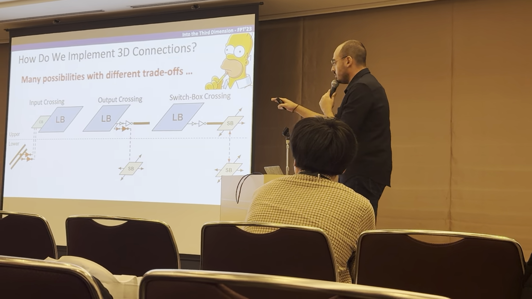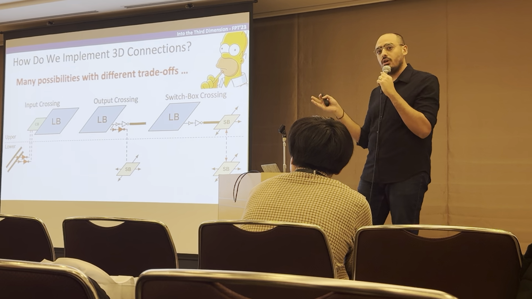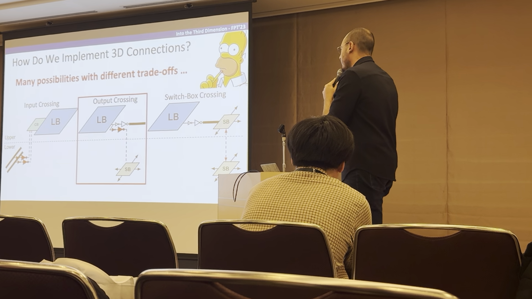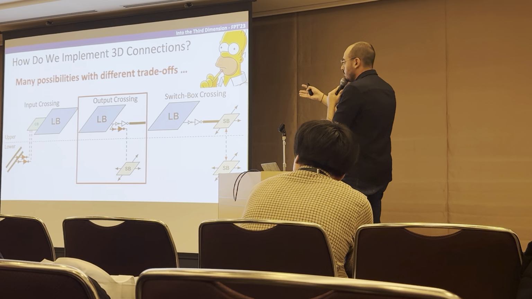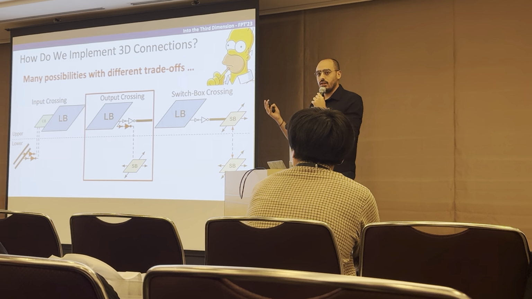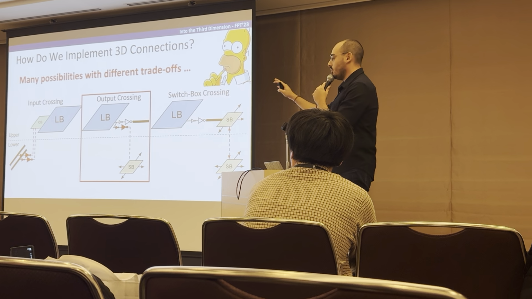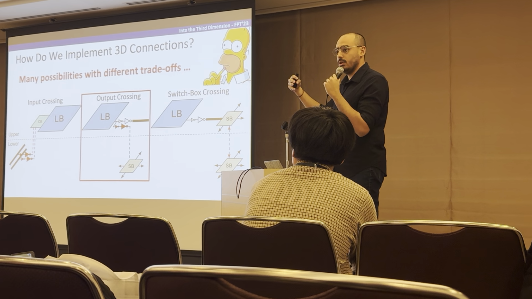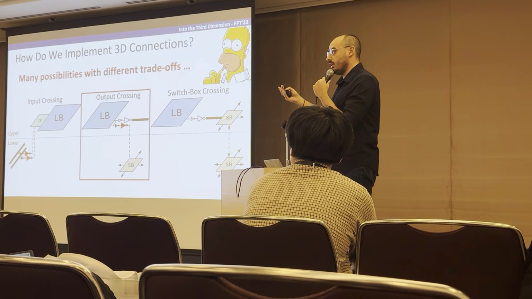So the tools that we build give you the ability to explore those different options, and other ones that you might think of, and study the trade-offs between them. As a start, we begin with modeling the output crossing option, because this is the most straightforward to think about and the easiest to model. But we already have results for the other options that will be published soon in an extension to this work.